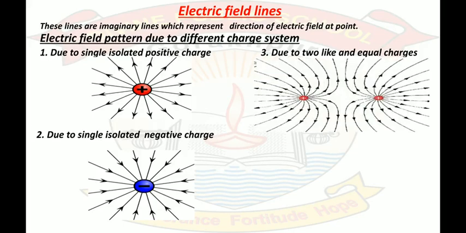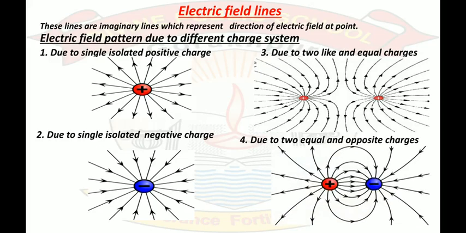Third charge system is two like and equal charges. Configuration is like this. Since two positive charges will repel each other, that's why electric field lines are also going to repel each other, and the configuration is as shown in the diagram. But suppose one is positive and one is negative, then what will happen? The electric field configuration is like this. From the positive charge electric field lines are originating, and to the negative charge electric field lines are terminating. These are the configurations for equal and opposite, and equal and like charges.